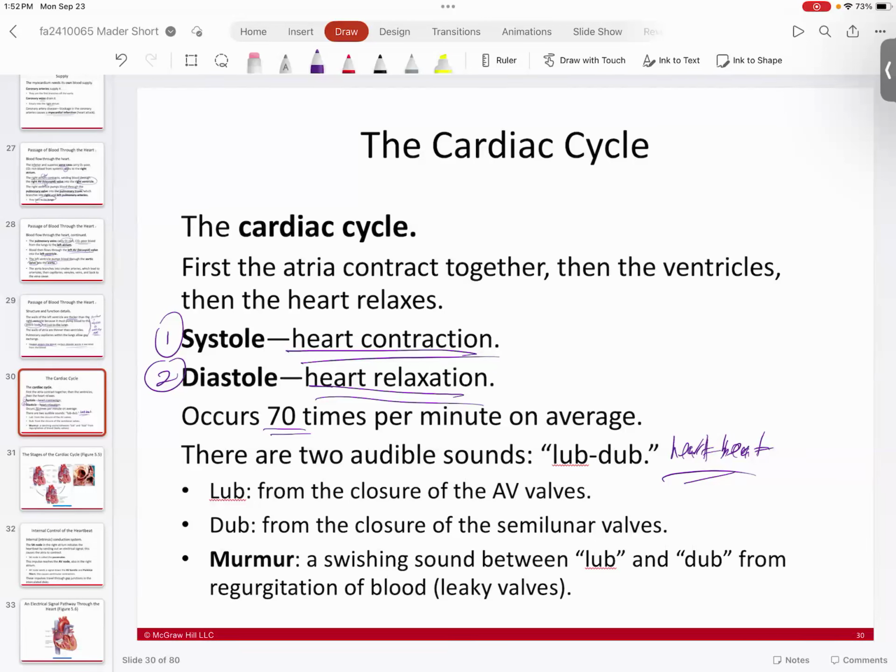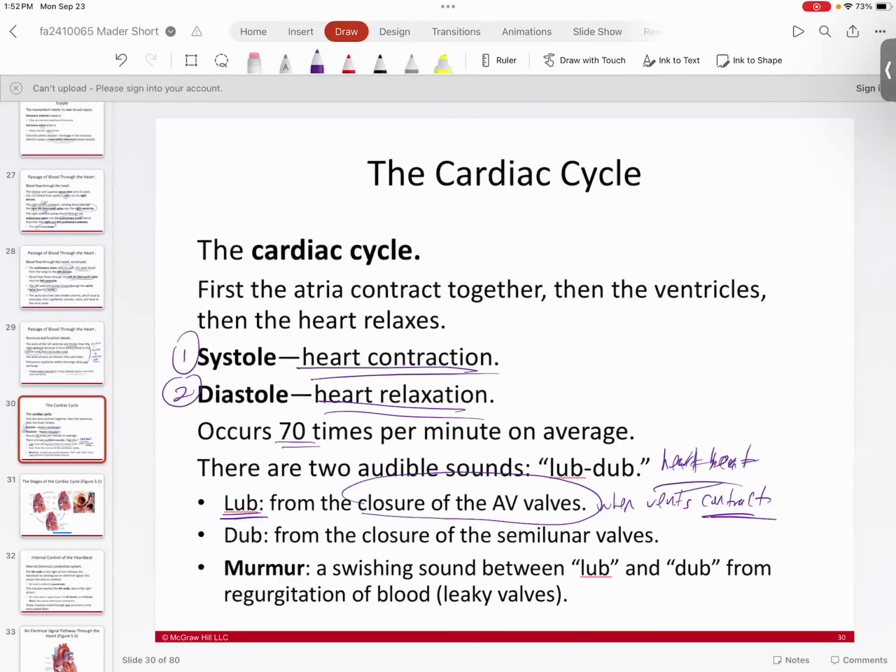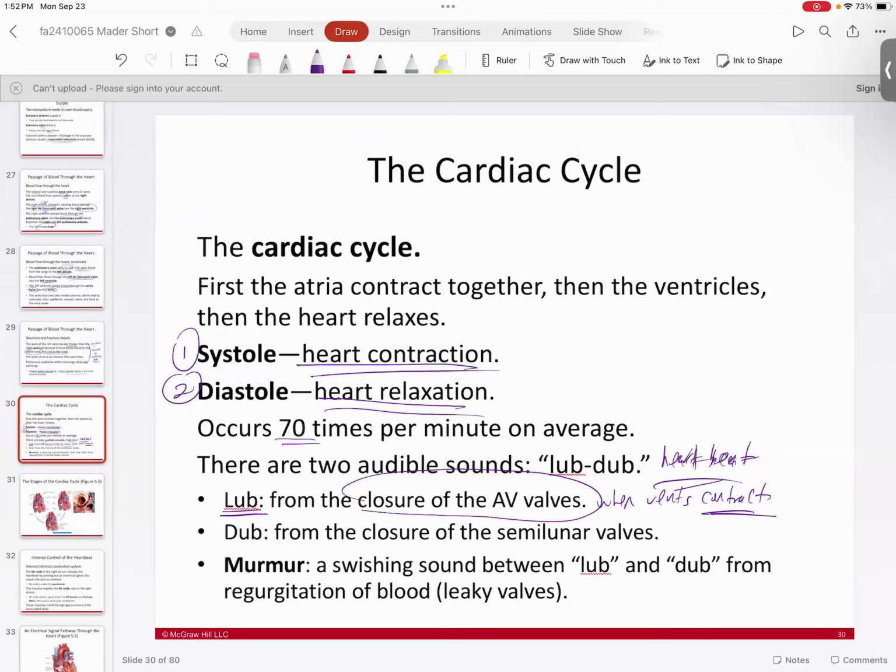For instance, when you hear that lub sound, what's happening is you're hearing the sound of your AV valves closing when the ventricles contract. Remember what we said? When the ventricles contract, the blood wants to go backwards, but it can't because those AV valves snap shut, disallowing it from going backwards, so it can only go forwards. Well, the sound of those AV valves snapping shut is the lub sound that you hear in your lub-dub.